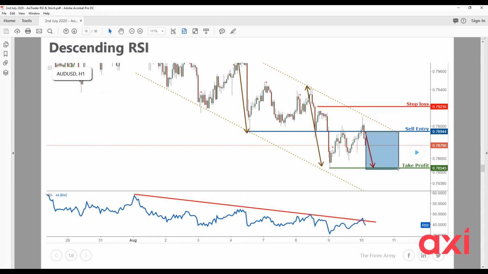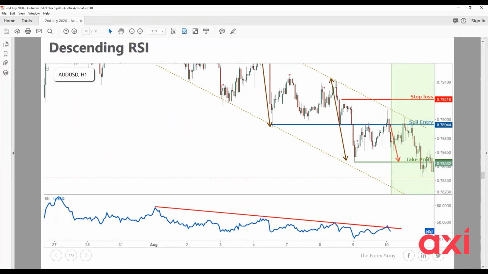So what has happened since then? You can see that price came to test that one more time, and true enough, it dropped all the way to our take profit. Okay, these are just screenshots of our trading strategies in the past, recorded on TradingView. So you can see how this strategy works really well, and it's a combination of not just a descending RSI.